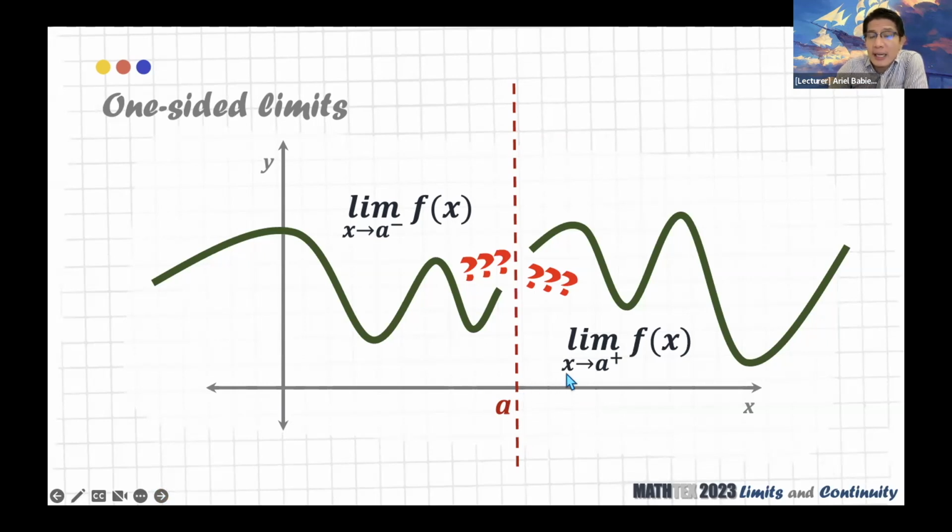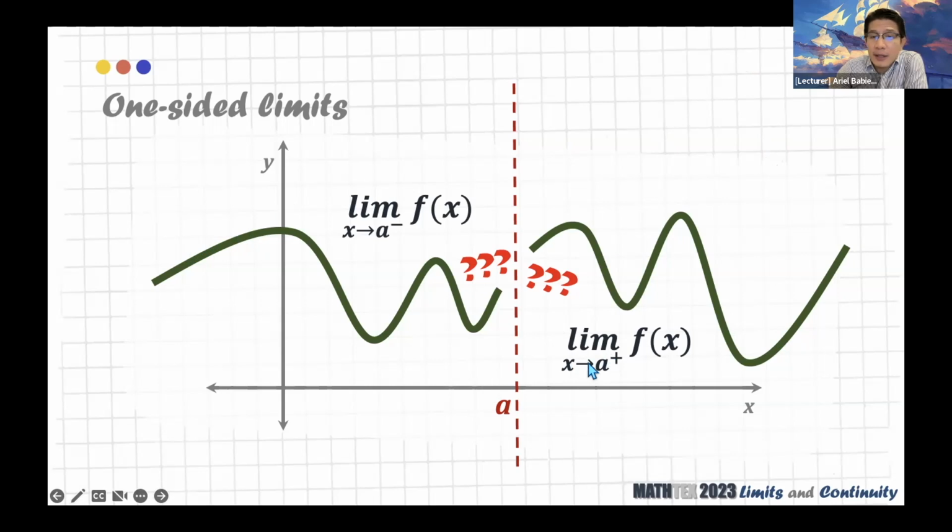Of course, I'm following the ordering in the real number line. To the right are large values greater than a. To the left are smaller values. So when you say approaching a from the right, we mean to say these values of x's that are greater than a going to a. And then the other one is from the left, smaller values than a and then going to a. And of course, now our problem is to look at the behavior of a function one-sided, from one side only.